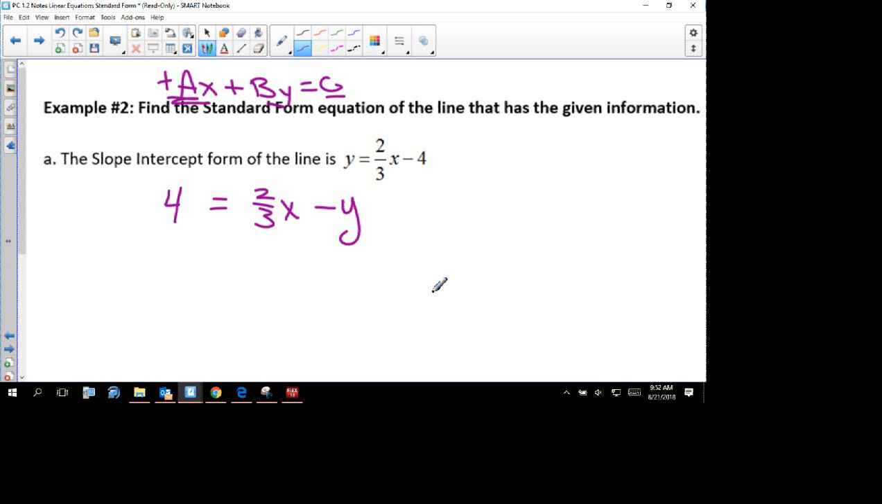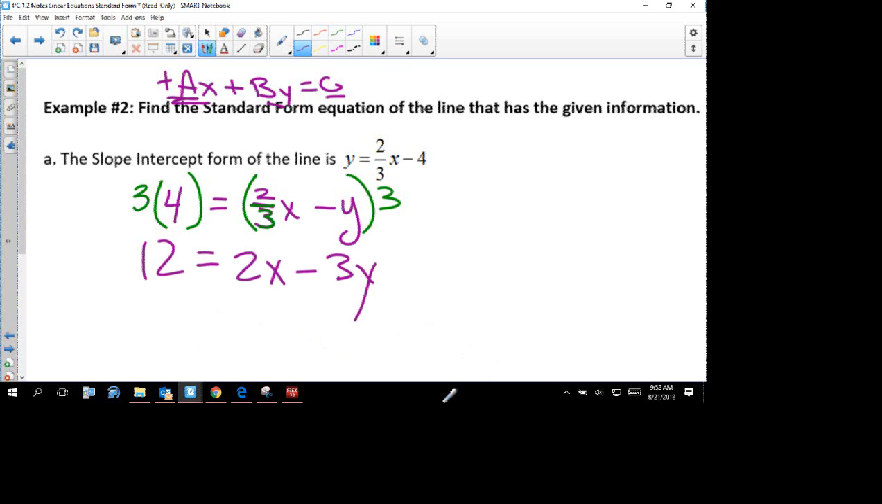Multiply both sides by 3. Okay. So we're going to multiply both sides by 3. We're going to multiply everything by 3. And Tristan says we're going to multiply by 3 because here we're dividing by 3. If we divide by 3, then we multiply by 3. They undo each other. We'll have 12 equals 2x minus 3y.